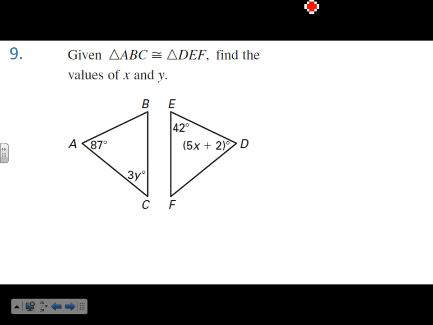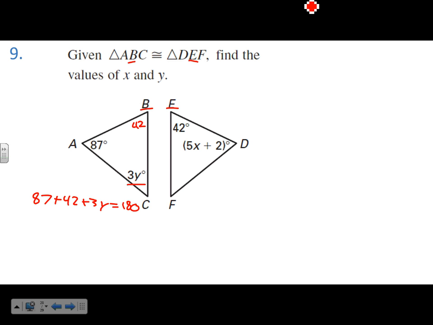I have done a problem similar to this, but there's one thing in here you can do two different ways, and I'll talk about it in a second. The first thing is, I'm going to solve for Y first. You don't have to, but I'm going to. And I know E and B are congruent, so I know that's got to be 42. So I know 87 plus 42 plus 3Y is equal to 180.